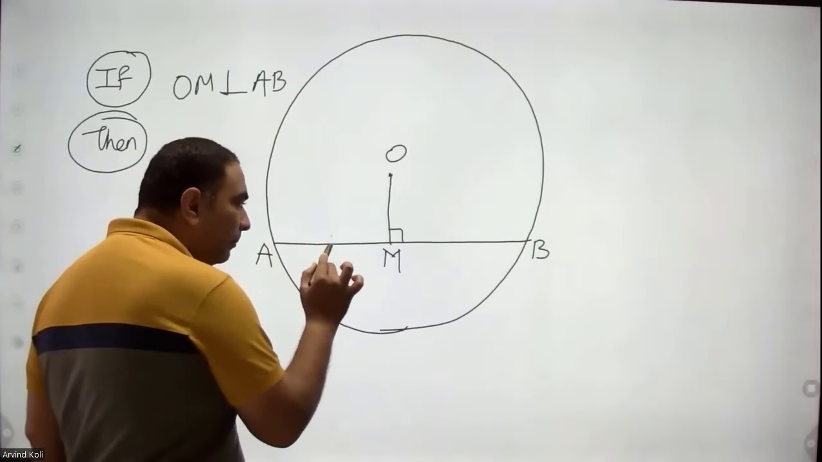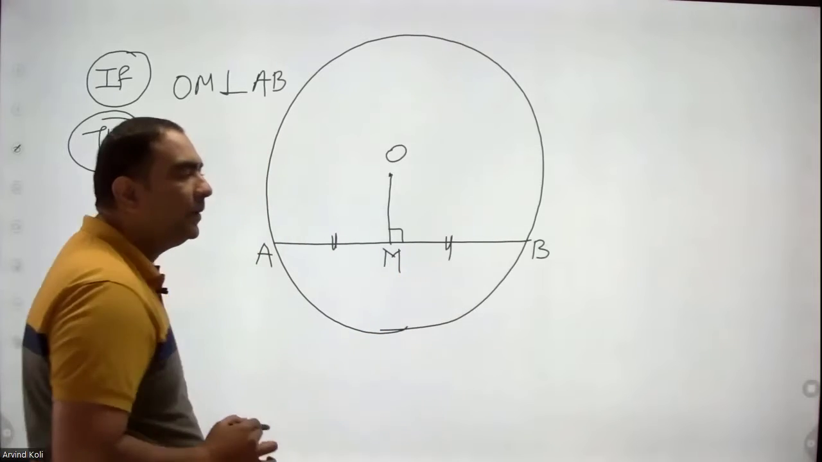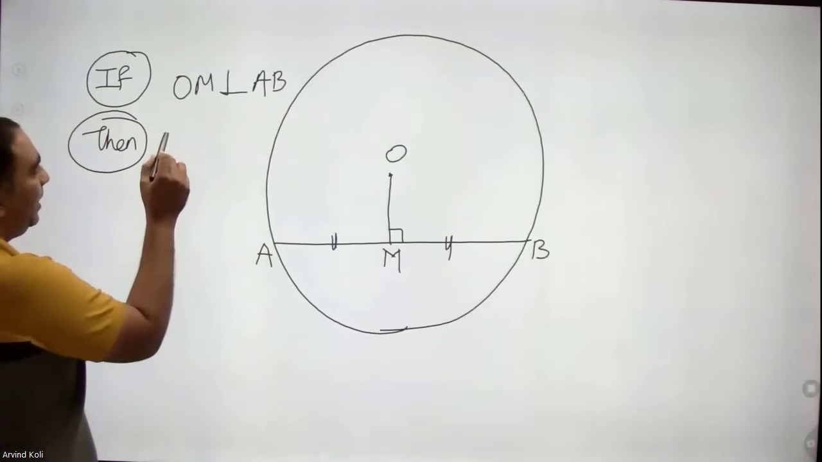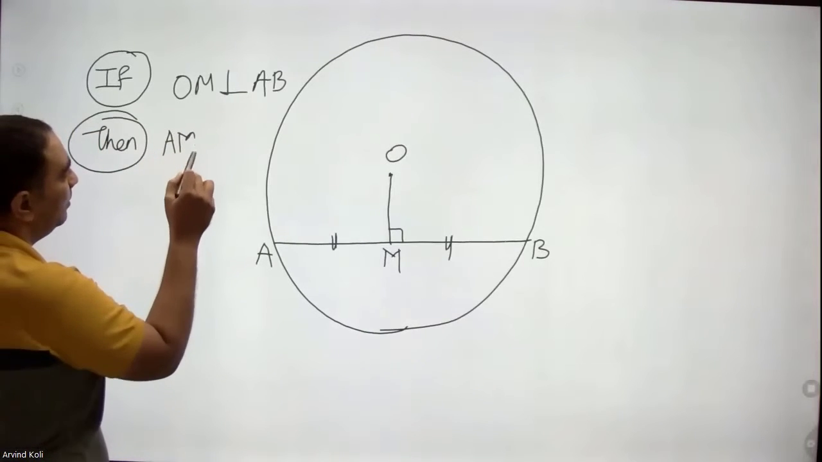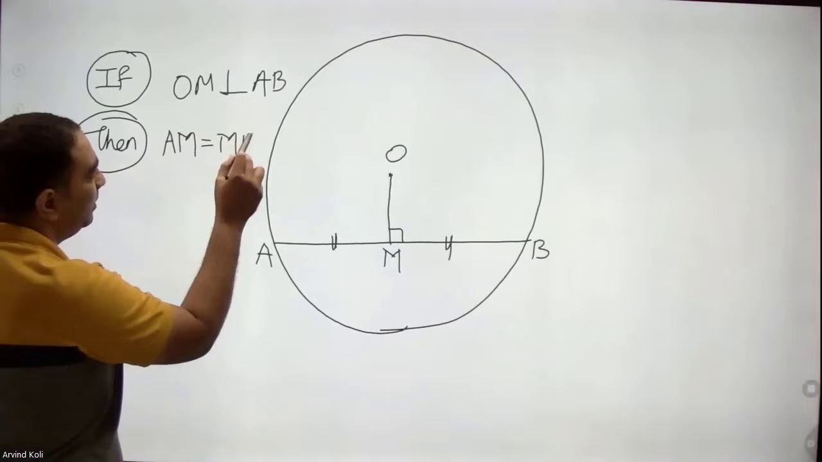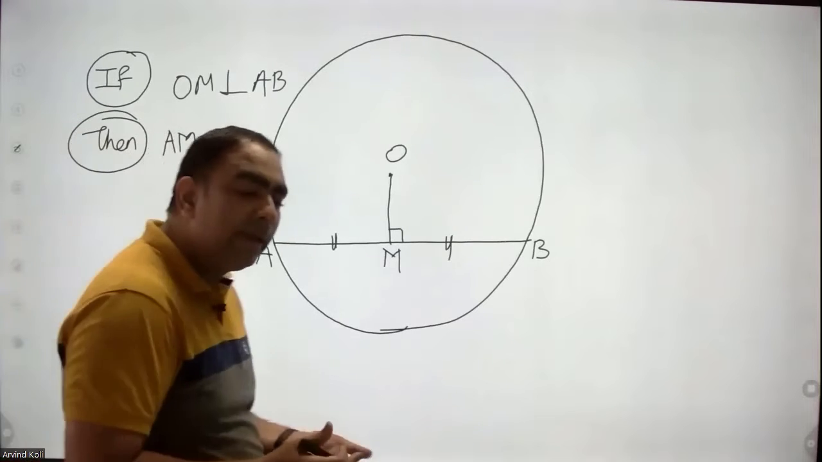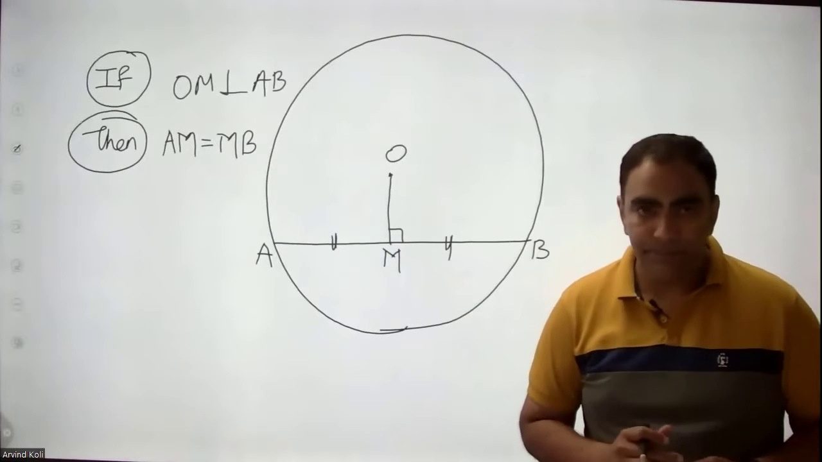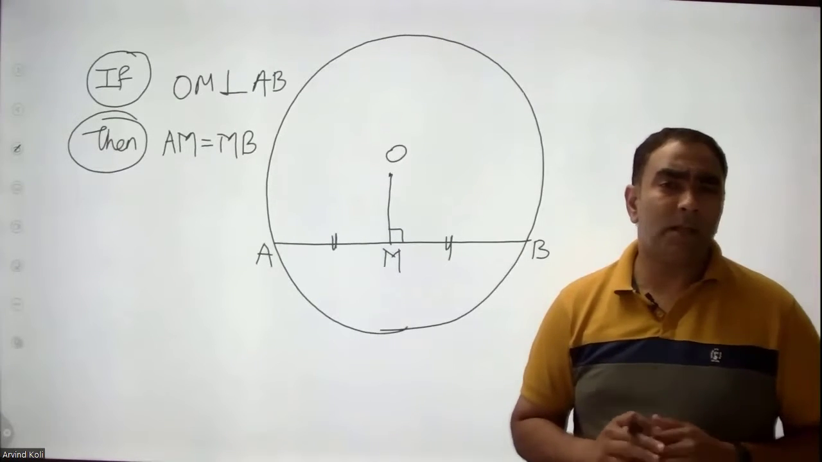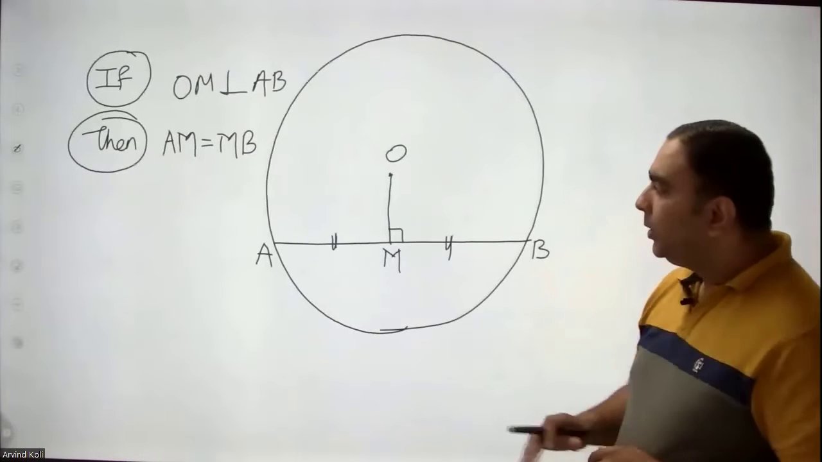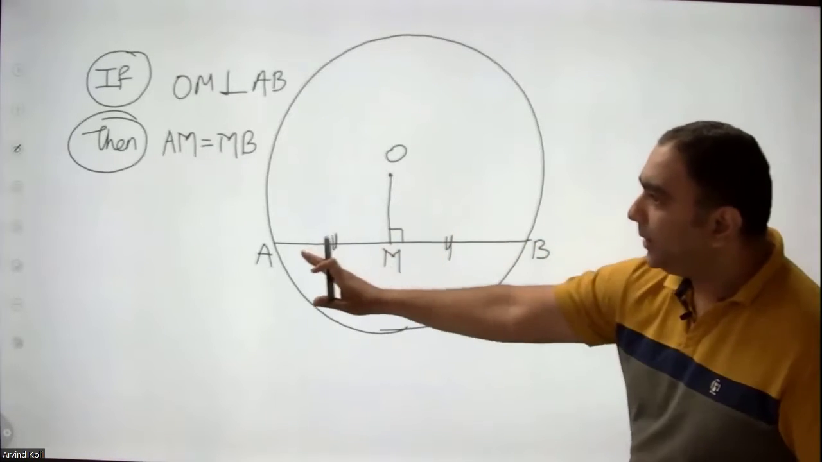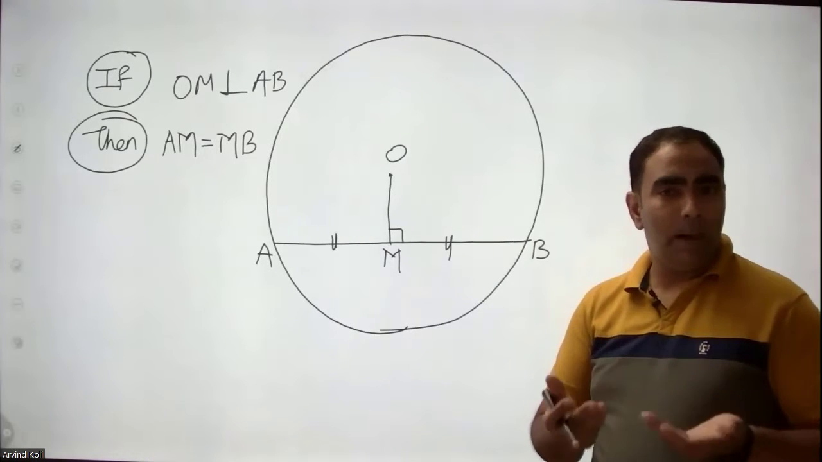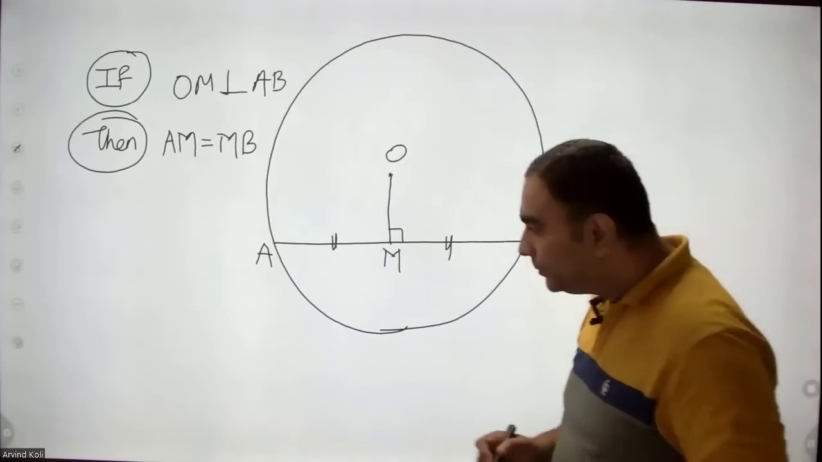यानी कि this AM will be equal to MB, not AB, MB. So I'll say AM is equals to MB. This is our first basic concept from the chapter circle of 10th standard. Perpendicular drawn from center of a circle to the chord bisects the chord. कभी भी center से एक perpendicular आया, then the chord will get bisected. Bisected मतलब gets divided into two equal parts. ये पहला concept था, ठीक है?